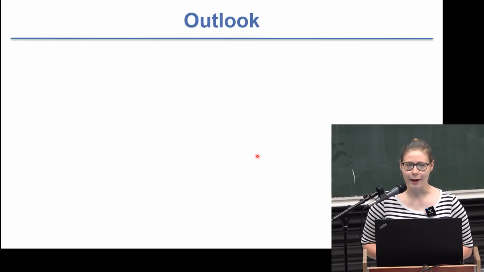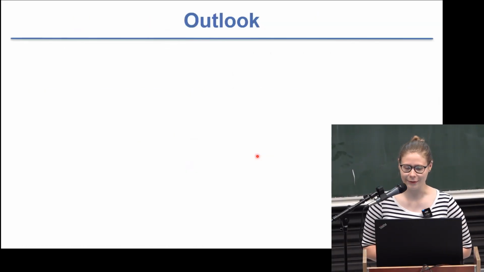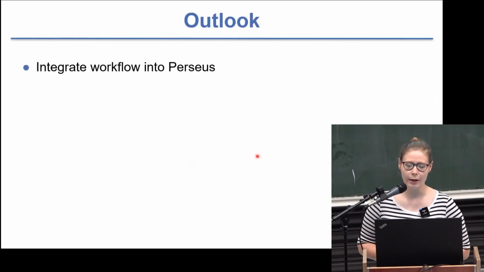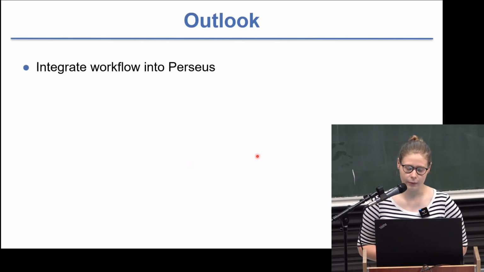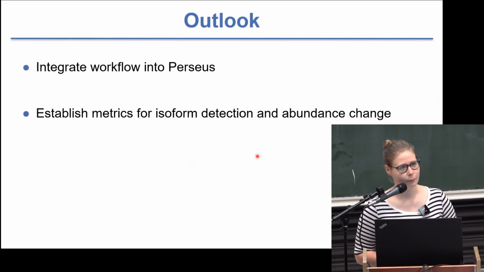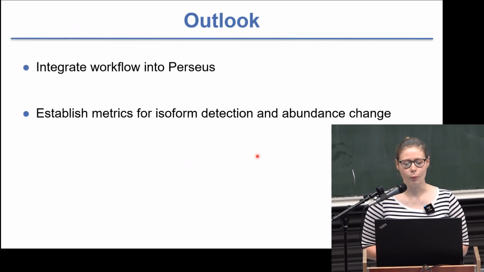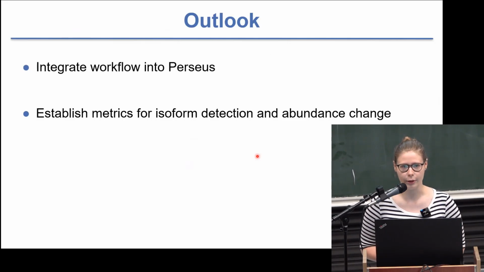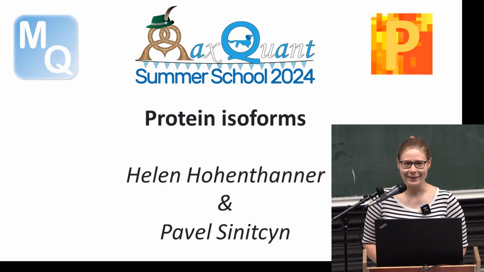So yeah, that's how far this project is currently going. And of course, for now, the idea is to include this workflow within Perseus, but hopefully in the more distant future, we also want to establish some metrics for isoform detection. And of course, the most interesting part is how they change within different samples. And with that, that's my mini part. Thank you so much for your attention.